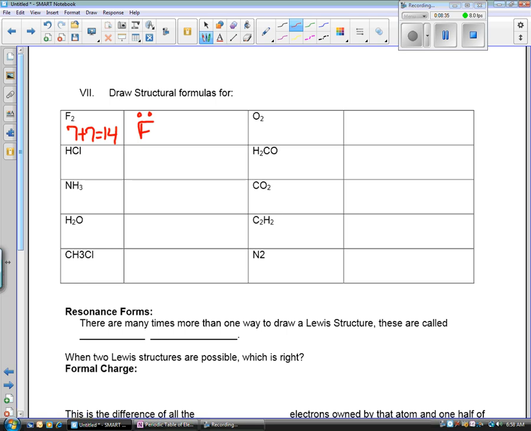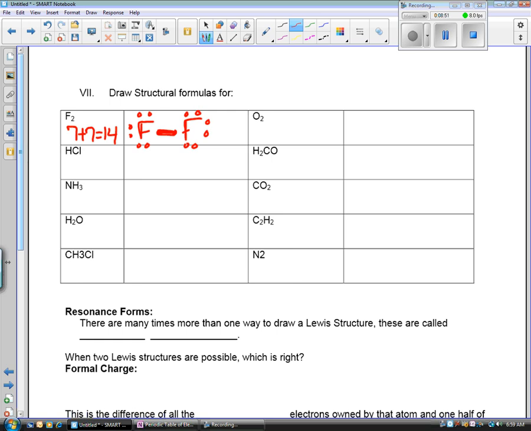Fluorine, 1, 2, 3, 4, 5, 6, 7. To another fluorine, 1, 2, 3, 4, 5, 6, 7. These bond, so you just draw a line. Don't have to have dots at all. When we get better at it, you won't even draw the dots. But for now, I'm showing you how they connect.